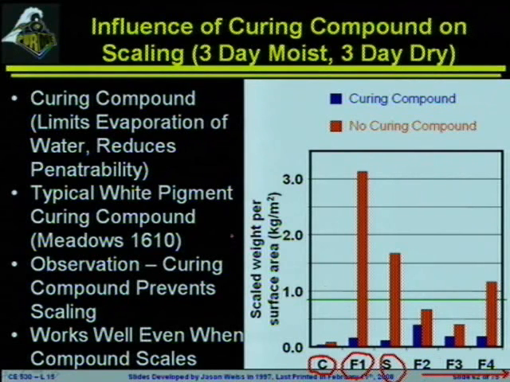And one of the things that we were looking at in this particular study was the effect of curing of the system. So there's a little bit of belief that if you've got a curing compound on the system, you won't get scaling to happen. This is a typical white pigment curing compound, comes from the Meadows Company. And what you'll notice is these are the exact same concretes prepared the exact same way, and the difference between having no curing compound or a curing compound on the sample is pretty marked.